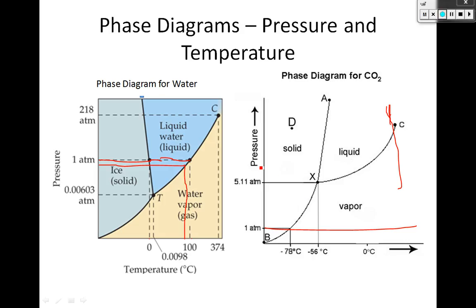So just like density, where yes, density is a characteristic property of matter, but it can be affected by temperature, melting and boiling points are also characteristic properties of matter, but they can also be affected by pressure.